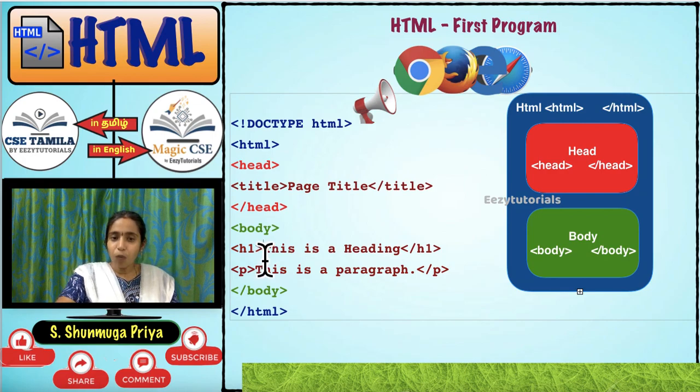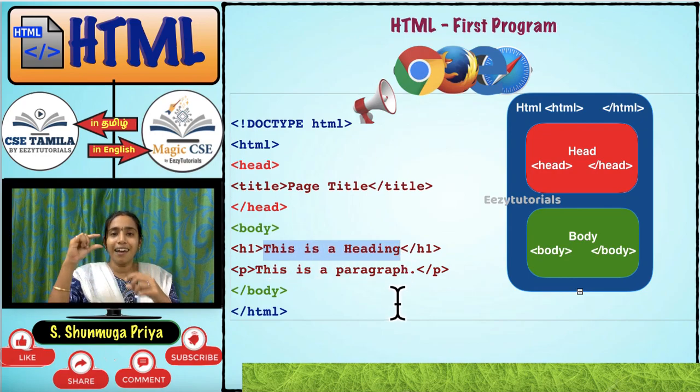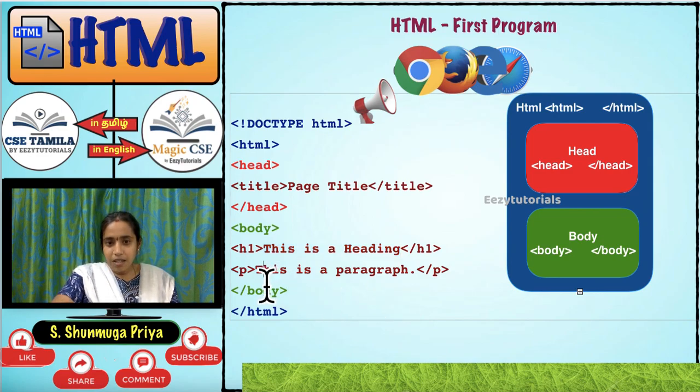For now, I'm giving a short introduction that there are 6 types of headings. One heading is H1, with a very large size and nice bold font. Whatever content you give inside this heading tag will occur in larger size with a nice bold thick font. Then the paragraph will be normal text, a normal paragraph. So this is the paragraph tag.